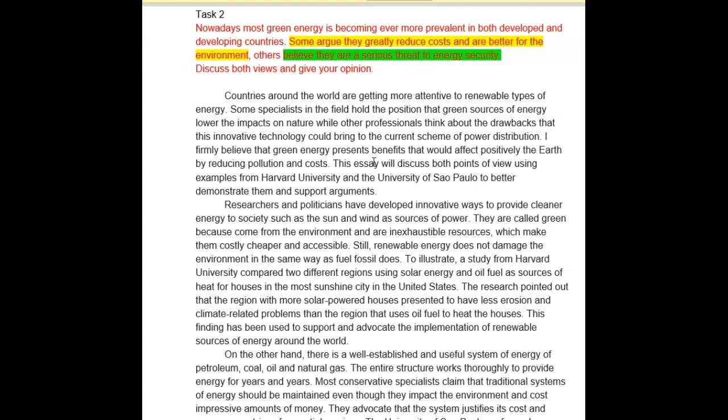So, in other words, it should say, green energy presents benefits that would positively affect the earth, or green energy presents benefits that would affect the earth positively. So by the end of that clause, okay? So that's how you would do that. But the way you've placed it here was a little awkward.